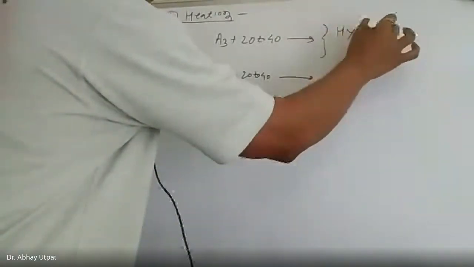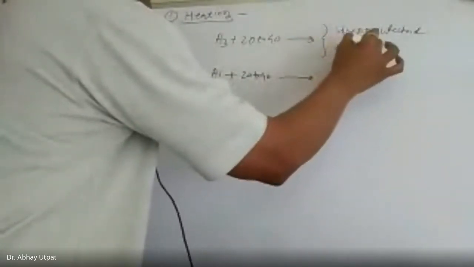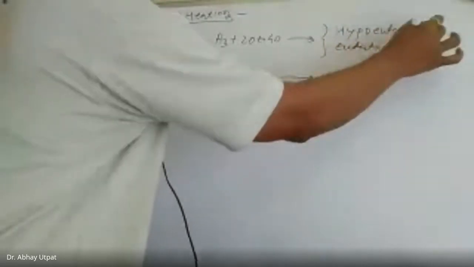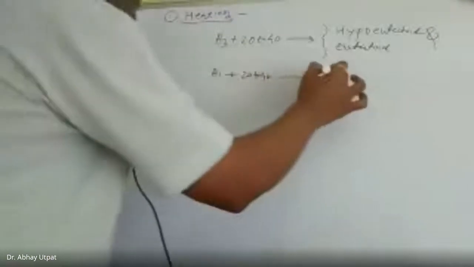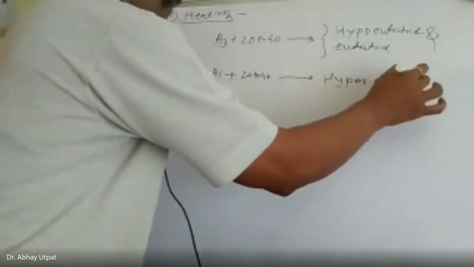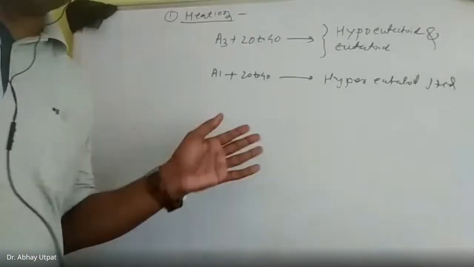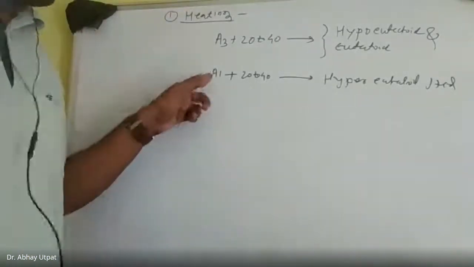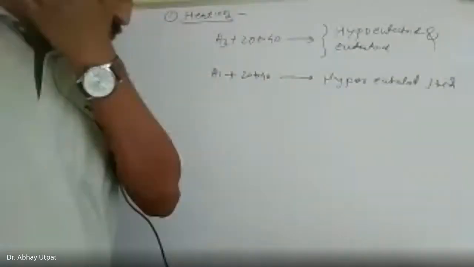This is for hypoeutectoid and eutectoid steel. And A1 plus 20 to 40 is for hypereutectoid steel. So full annealing of hypereutectoid steel is actually partial because you are not crossing A3. You are just crossing A1 plus 20 to 40.